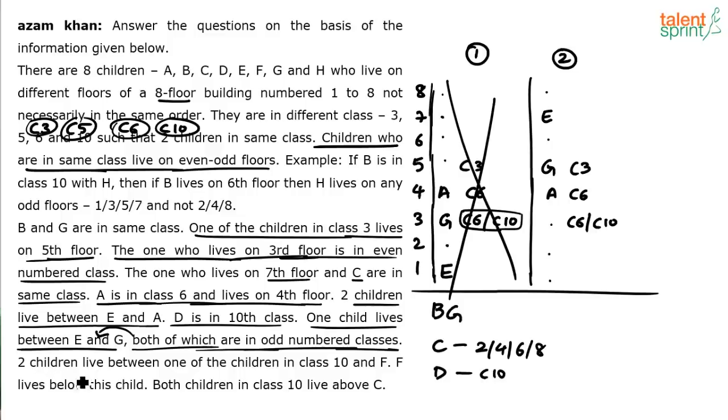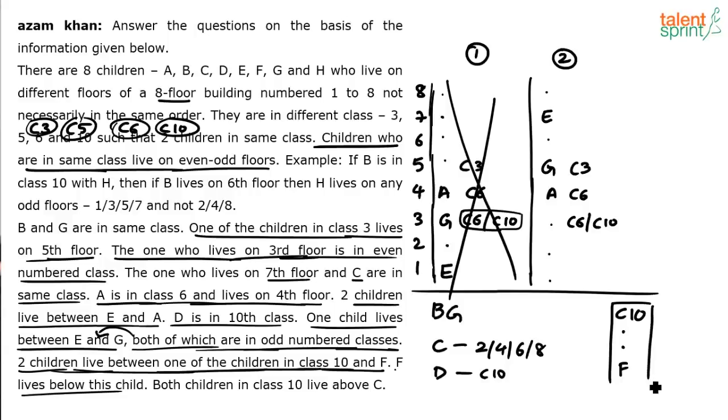Read the next point. Two children live between one of the children in class 10 and F, and F lives below this child. So if I have to pictorially represent this, suppose this is class 10, 1, 2 and F. It should be in this fashion. F is below this child. So C10, dash, dash, F.